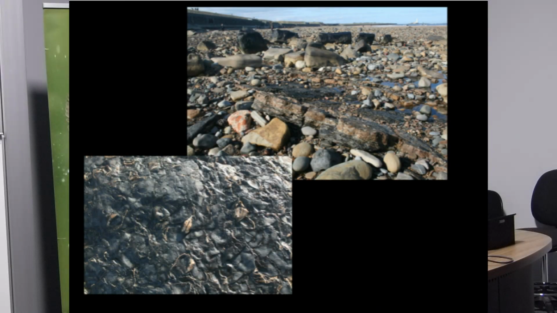Another thing we get is these mussel bands. Set out the mussel shells in there, different species for different mussel bands, and that's how we can relate one coal seam to another one in a different area.